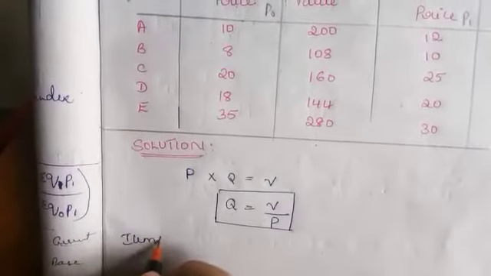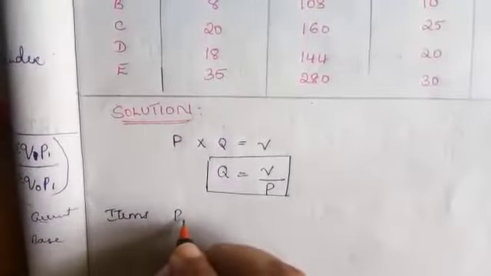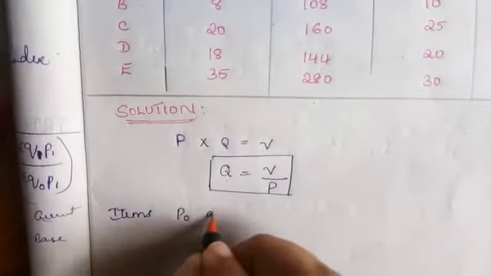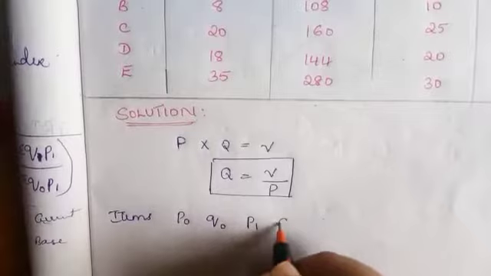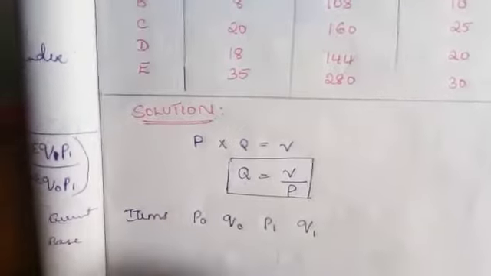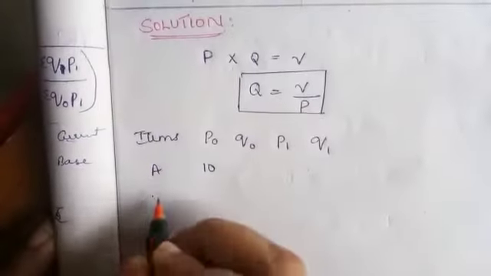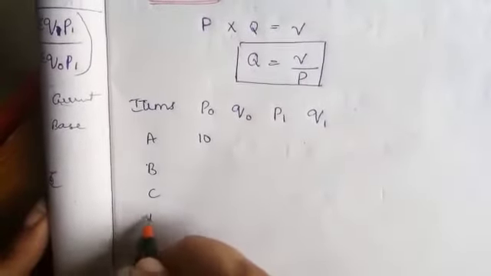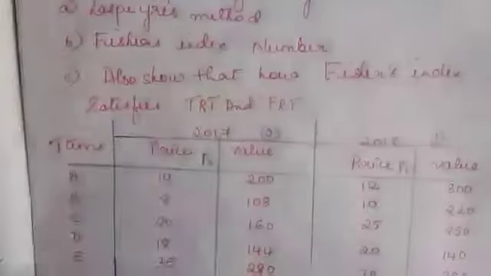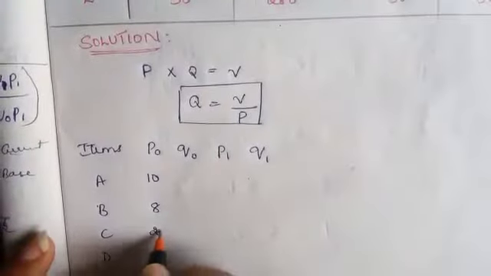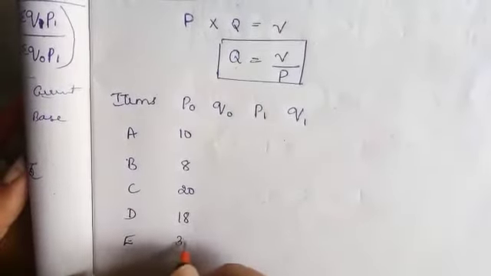So we will directly write here: items, P0, Q0, P1, Q1. What are the values of P0? 10, 8, 20. The same thing we write here. What are the items? A, B, C, D and E. These are the items. So we have 10, 8, 20, 18 and 35.